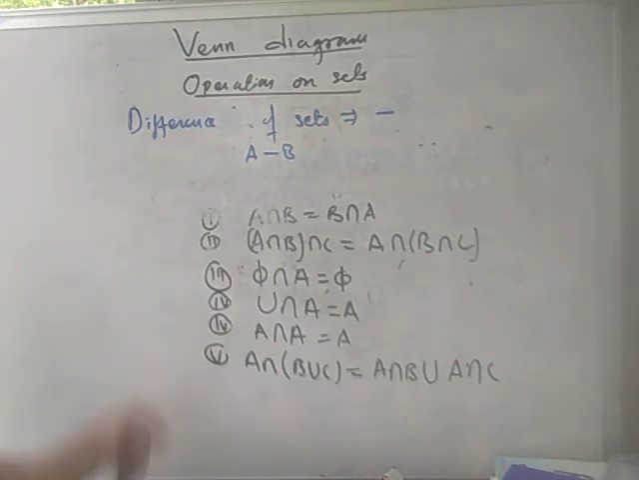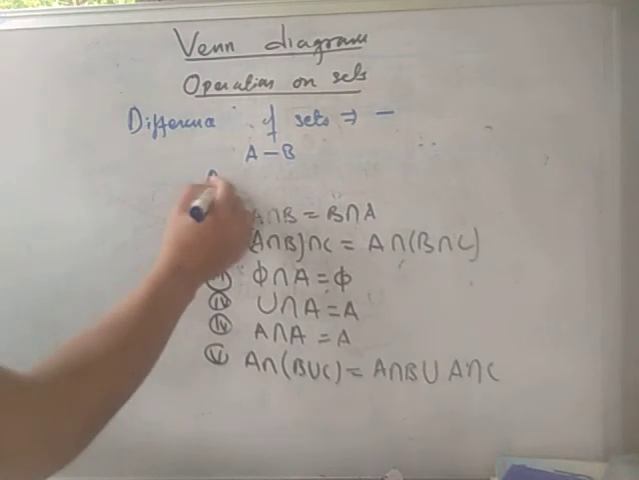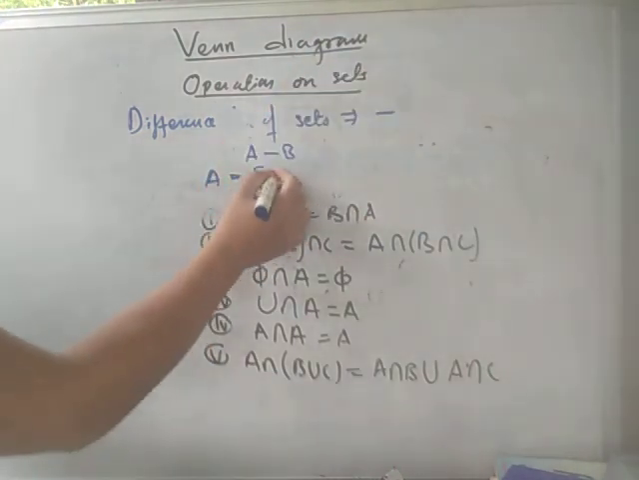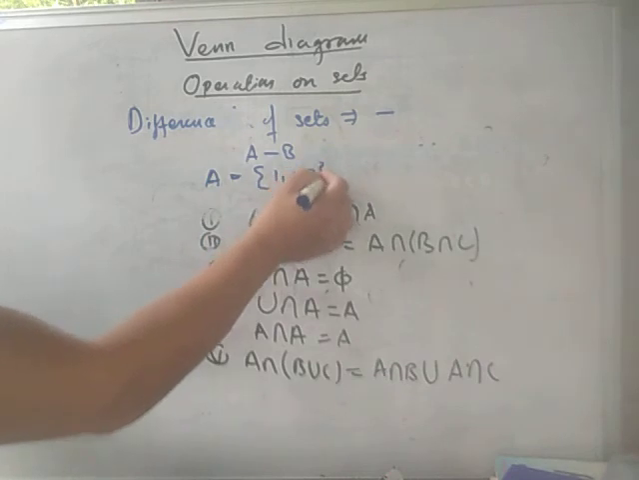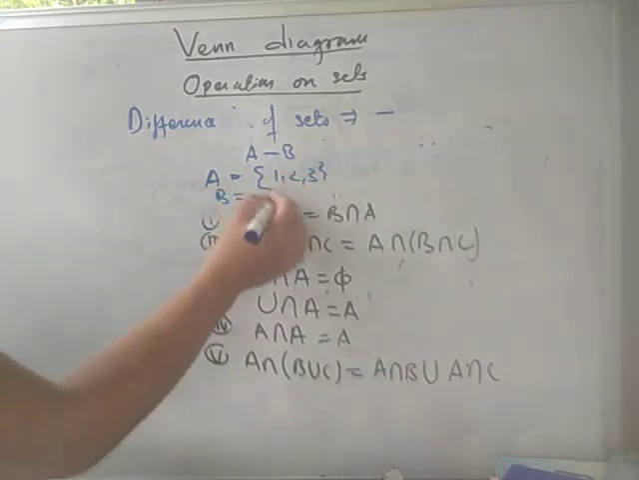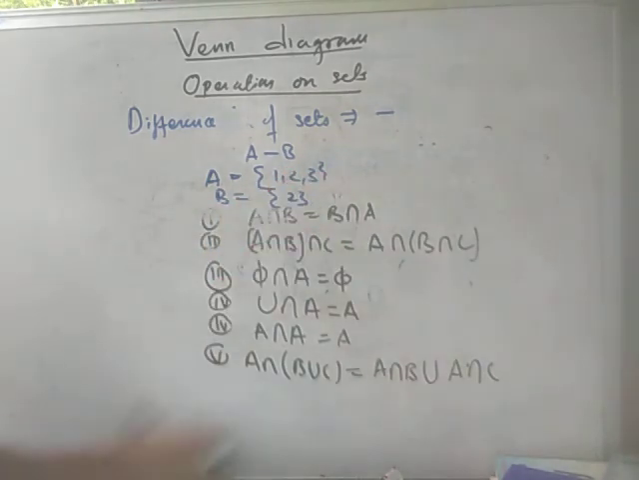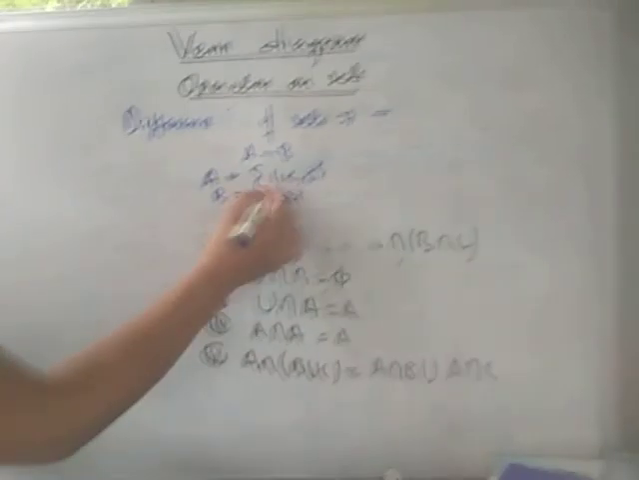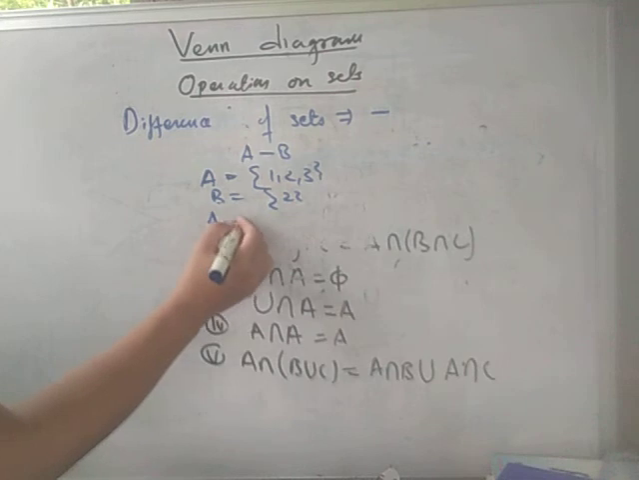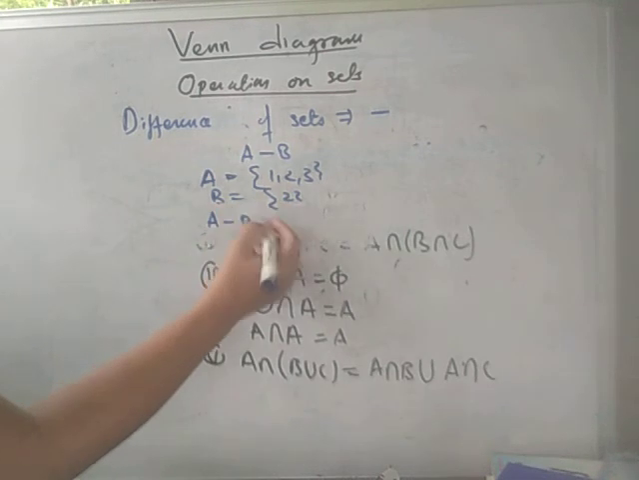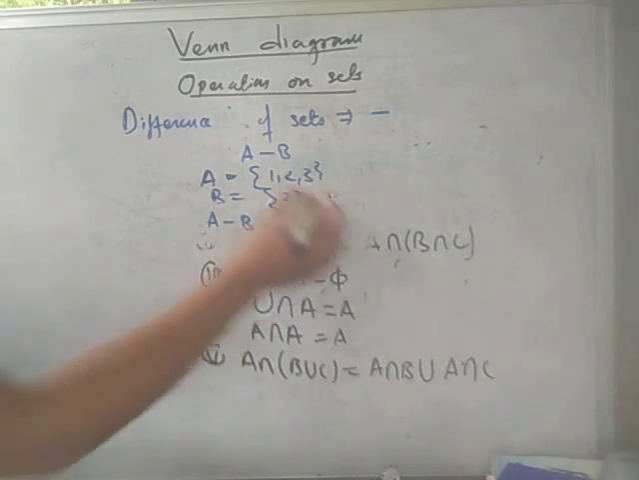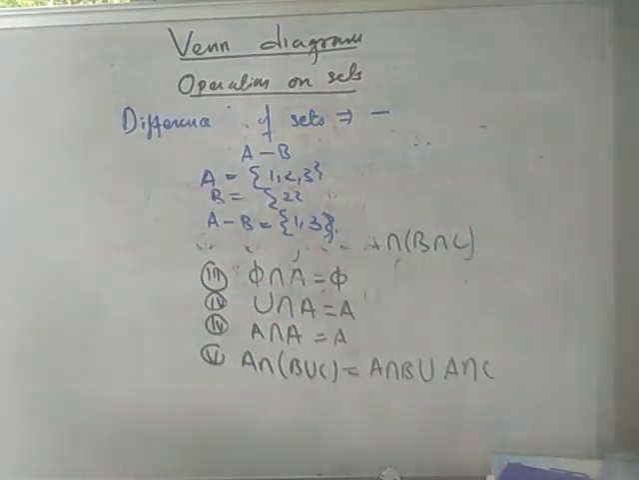Just simply, if I had set A as 1 2 3 and set B as 2, then what would be A minus B? This simple example. Okay, so A minus B equals to how much? So 1 3. So this is your difference. Clear? So I hope you are clear.